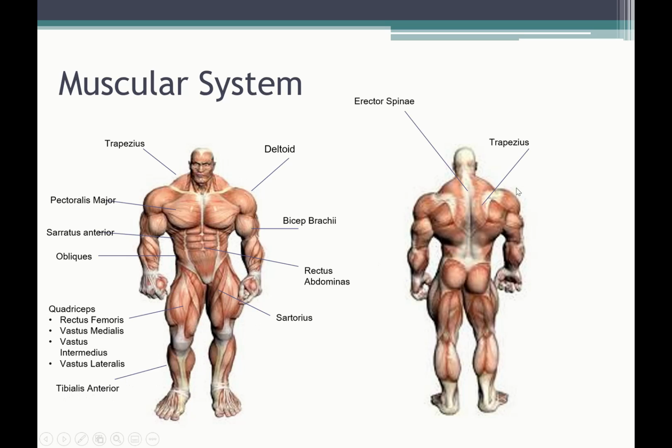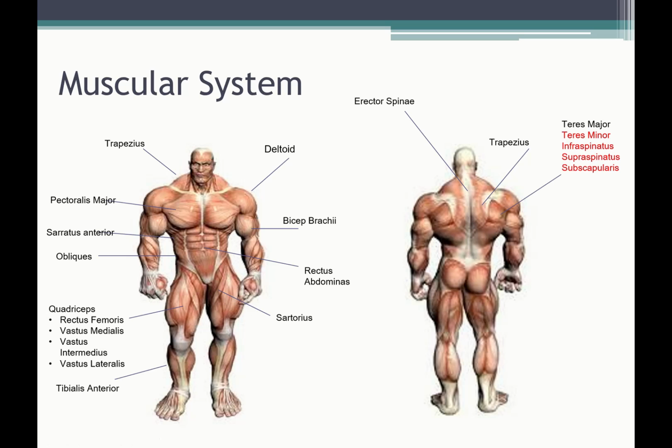Okay, moving on to the posterior side of the body. As we've already identified, the trapezius can be seen from both anterior and posterior views. The erector spinae, now we can't physically see this because the trapezius is covering, and also we would have to remove the latissimus dorsi and the trapezius in order to get a good view of it. But the erector spinae is a muscle which goes all the way down the spine on either side. So it adds stability and enables you to keep the vertebrae erect when standing straight.